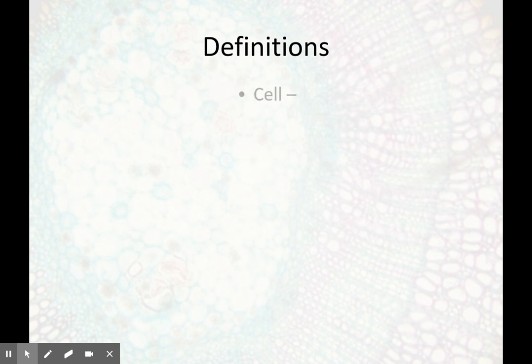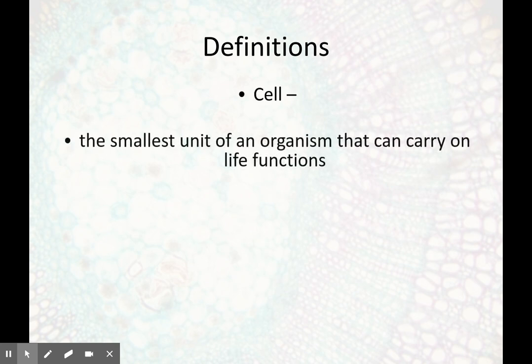So the first definition we need to get under control is the word cell. The cell is the smallest unit of an organism that can carry on life functions. There are obviously things smaller than a cell, but those by themselves cannot carry on life functions. You need all of them working together to make a cell, and only the cell can carry on life functions, nothing smaller.